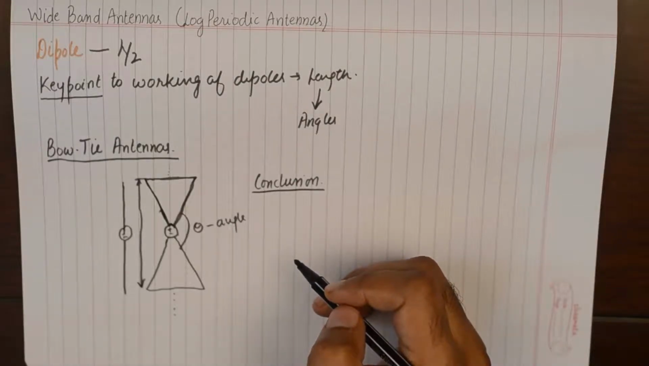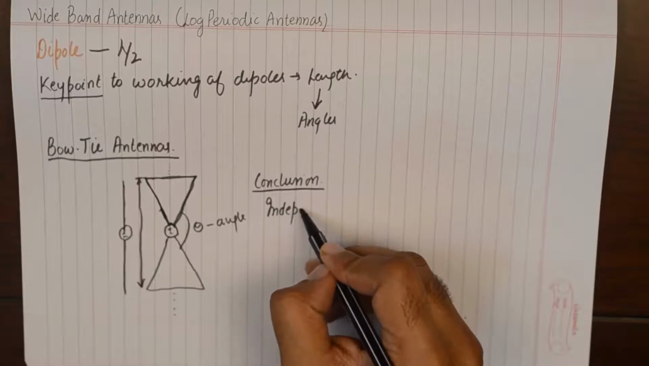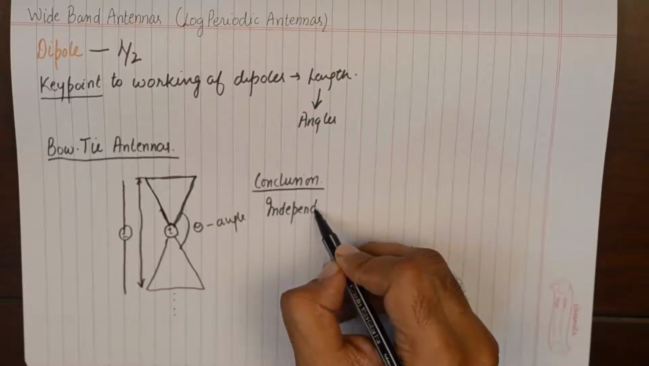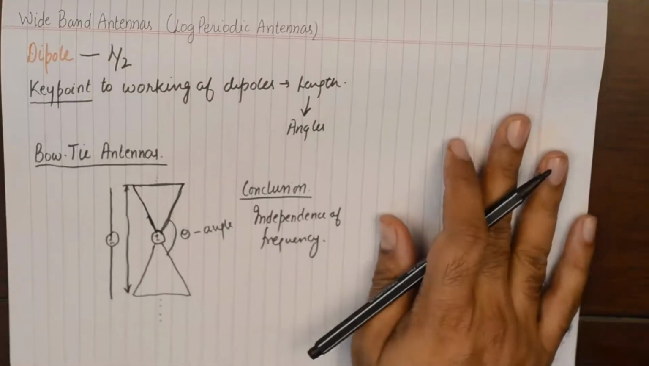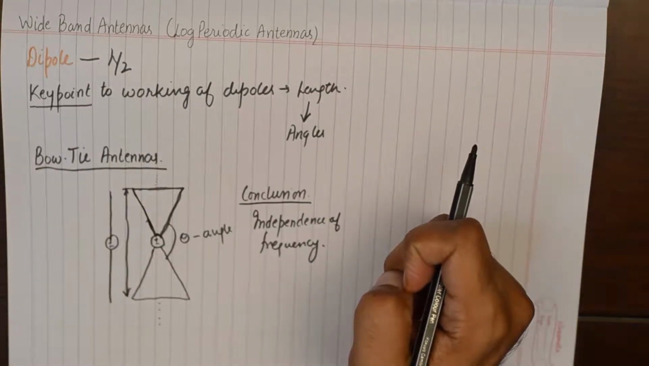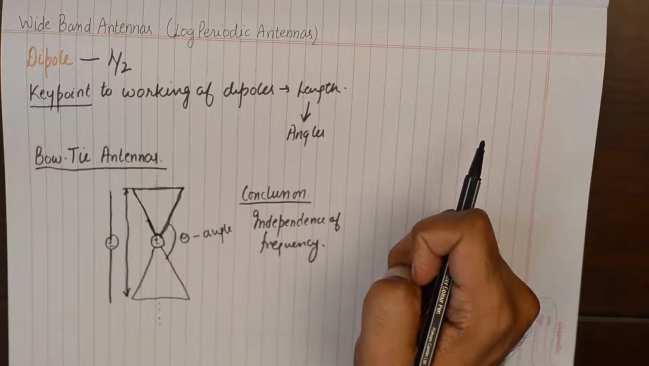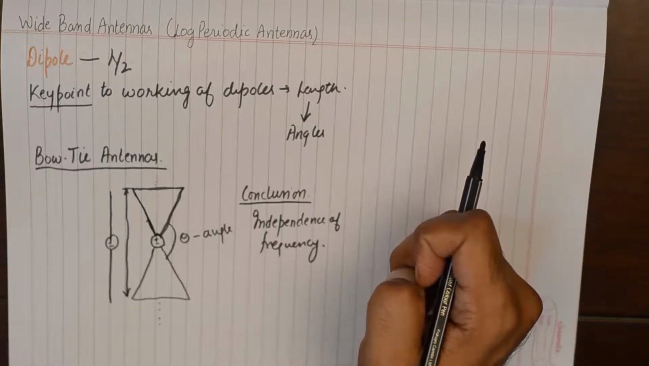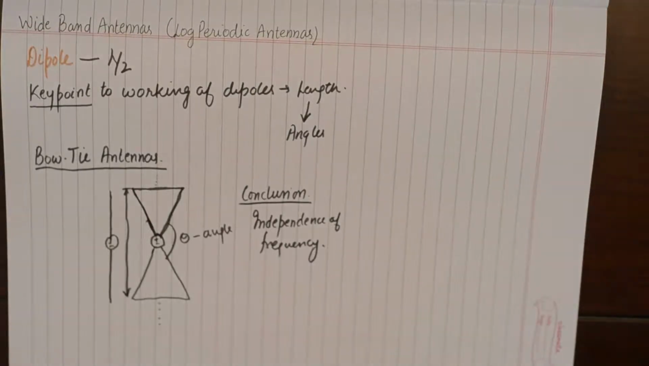Now, this concept of the bow tie antenna was extrapolated to log periodic antennas. Log periodic antennas might look similar to Yagi-Uda antennas, but they have a lot of difference as far as the construction and working is concerned.